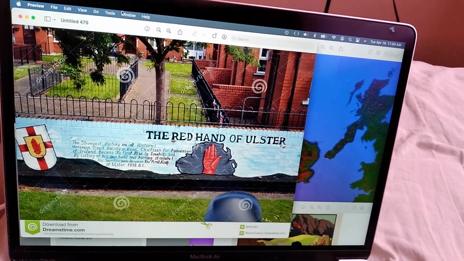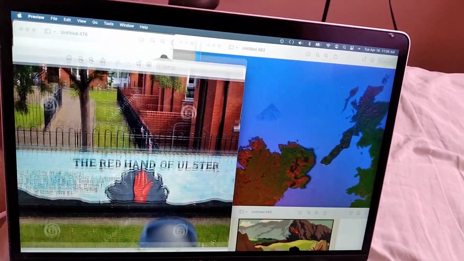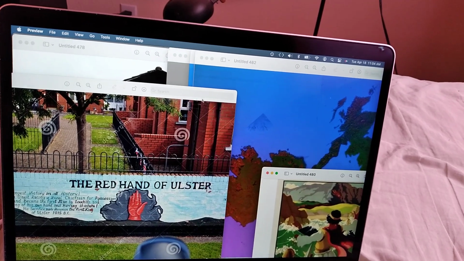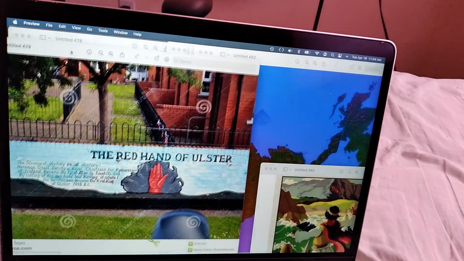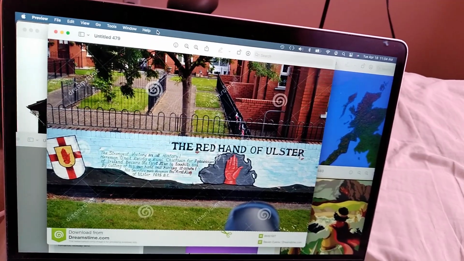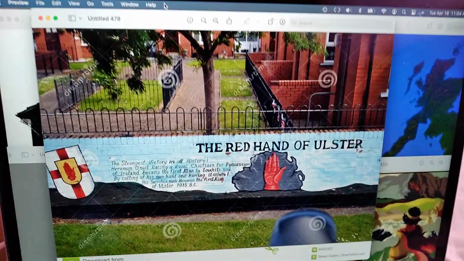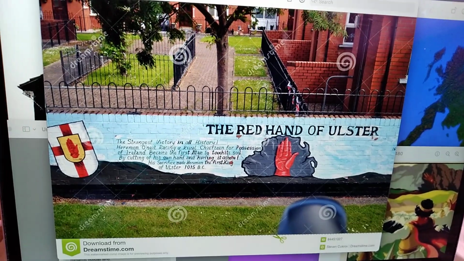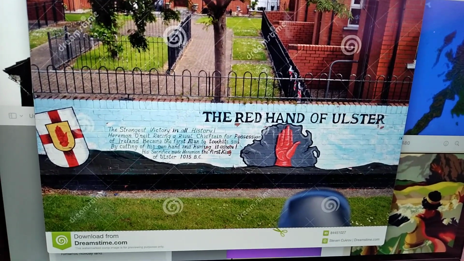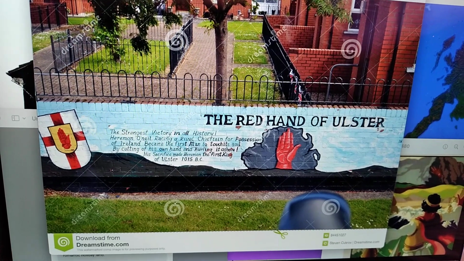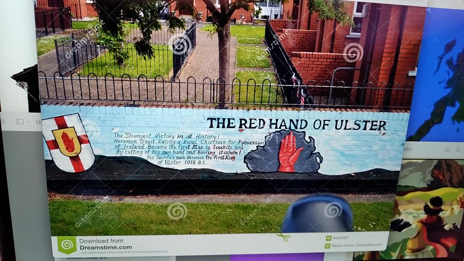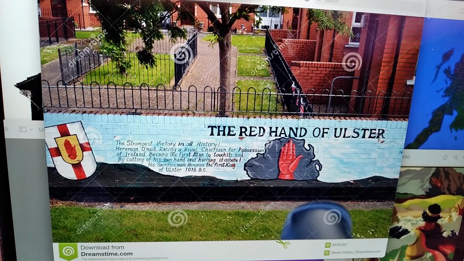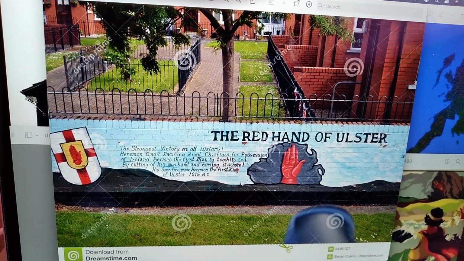Here's another one. Well, I guess that's just a travel poster, but sometimes it's painted on murals around Ulster. Here's one. Not sure where it's from, probably Belfast or whatnot. "The strangest victory in all history, the Red Hand of Ulster. Harriman O'Neill racing a rural chieftain for possession of Ireland."